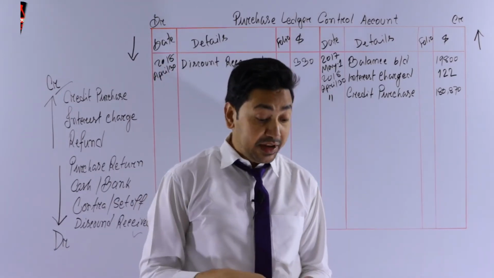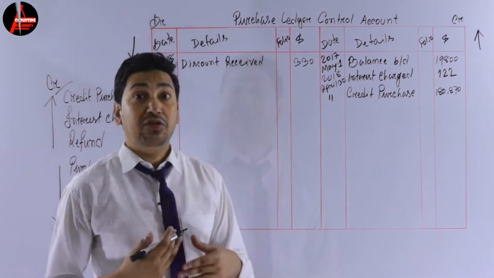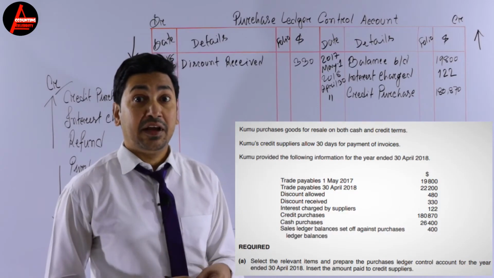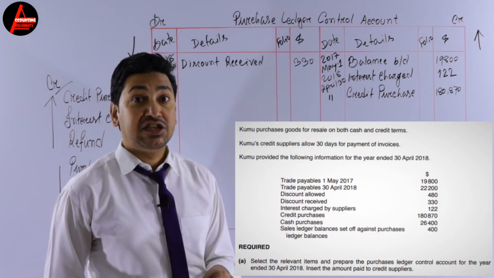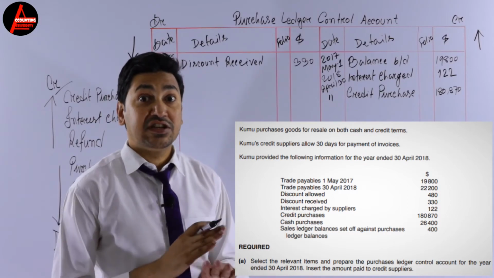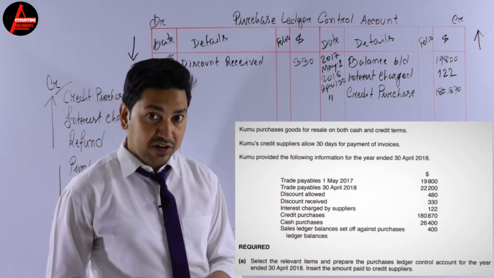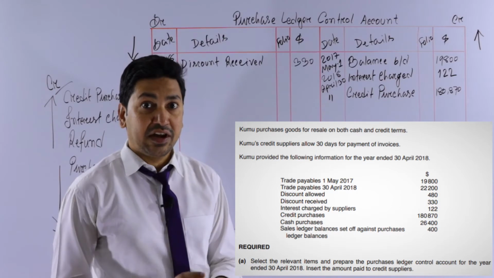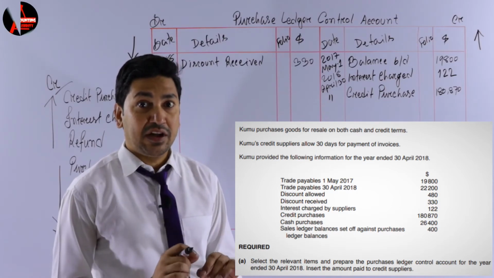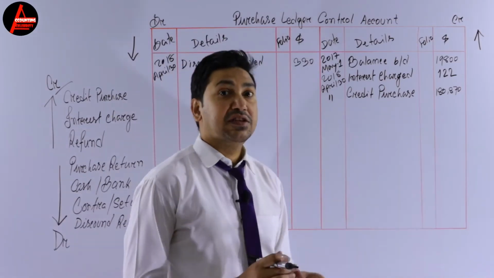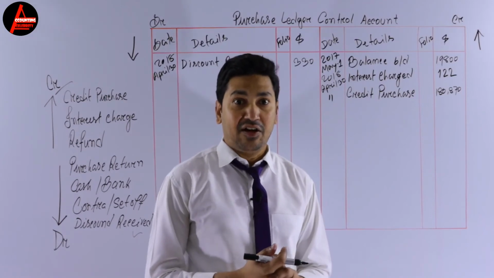Next we have cash purchase. I see many students make mistakes here. You purchased goods and you paid the money. In this case, you have no relation with the supplier. Your transaction is completely over. So don't forget that cash purchase will never enter in the purchase ledger control account.